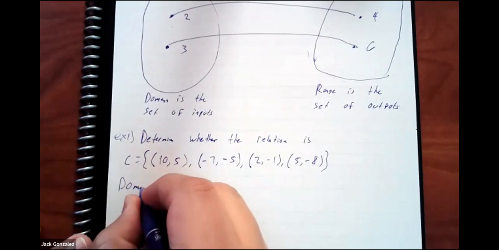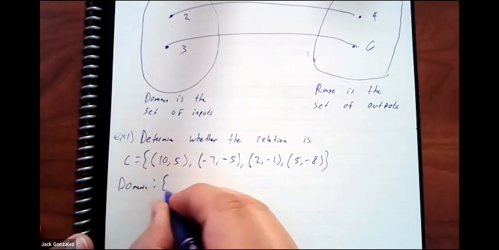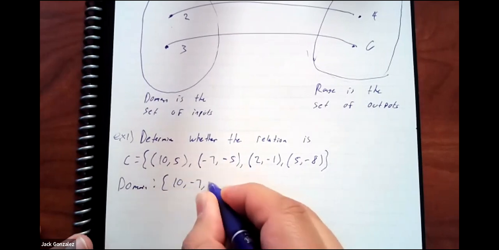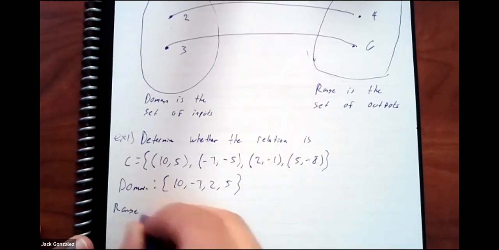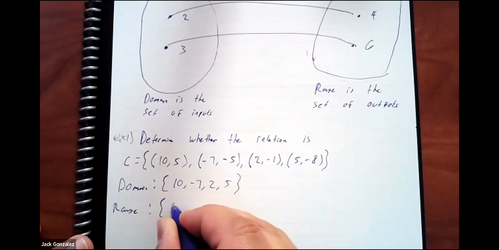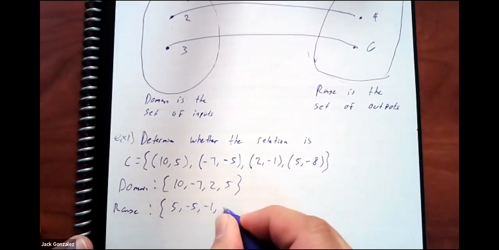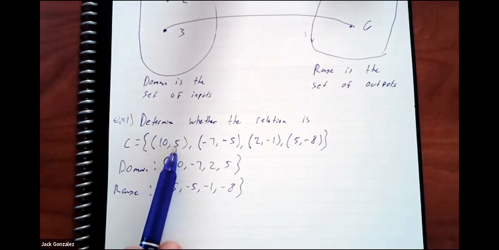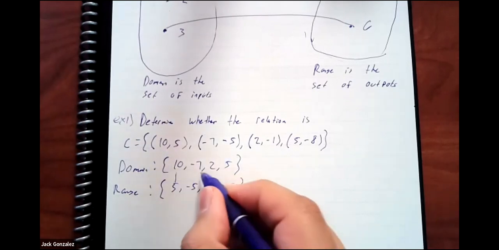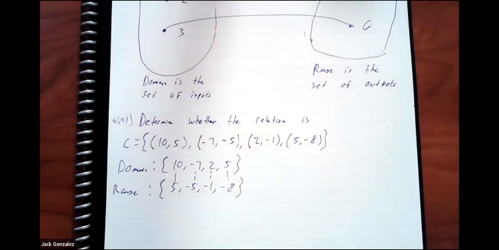So the domain, they didn't ask for it, but it would be 10, -7, 2, and 5. The range would be all the outputs based on those inputs: 5, -5, -1, -8. You see where they're coming from? So whatever C is, I don't know what C is, but it's a relation that takes the number 10 and relates it to 5. So these are technically being related to each other as points.